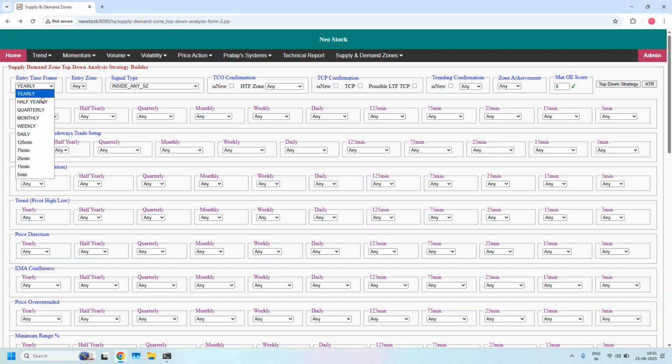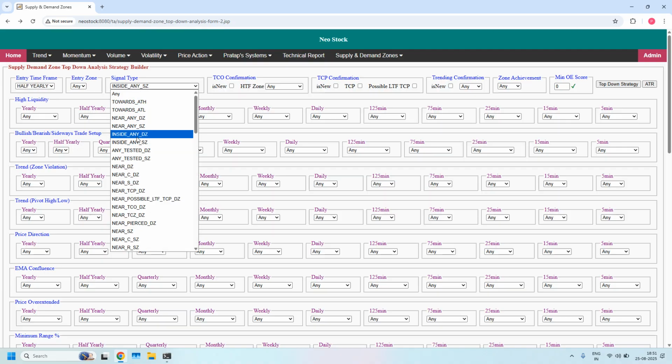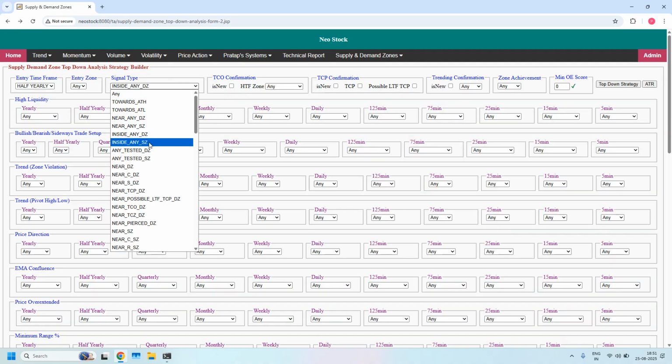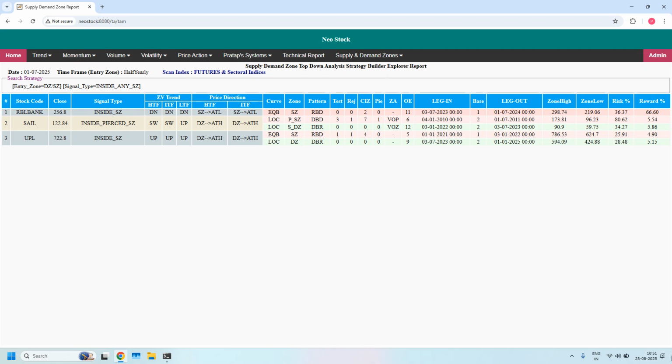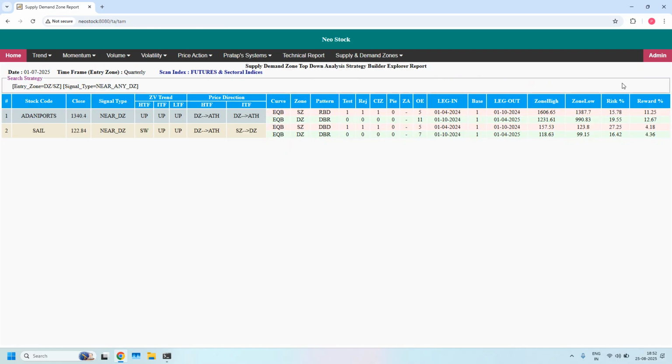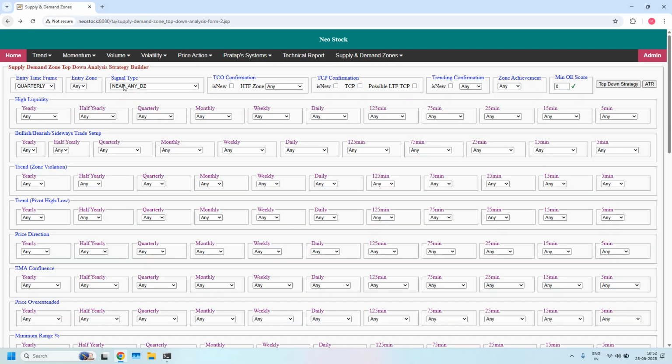Next time frame is a half yearly. Price closed inside half yearly demand zone, we got 5 stocks. Next, price closed inside half yearly supply zone, we got 3 stocks. Next time frame is the quarterly, stocks near to the quarterly demand zone, we got 2 stocks. Next, stocks near to the quarterly supply zone, we don't have any stocks.